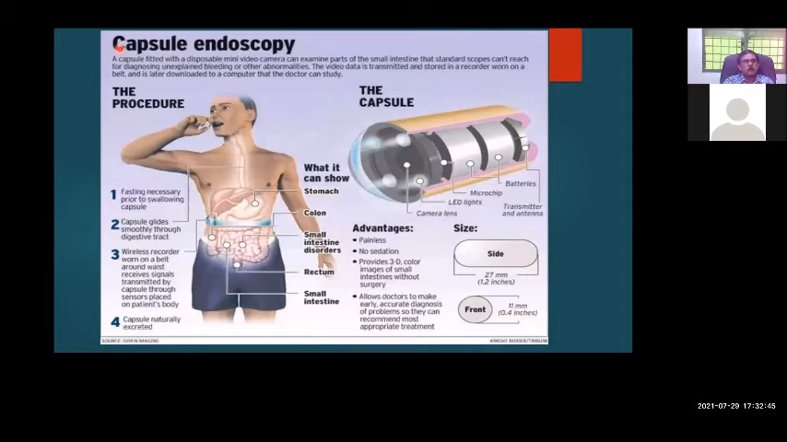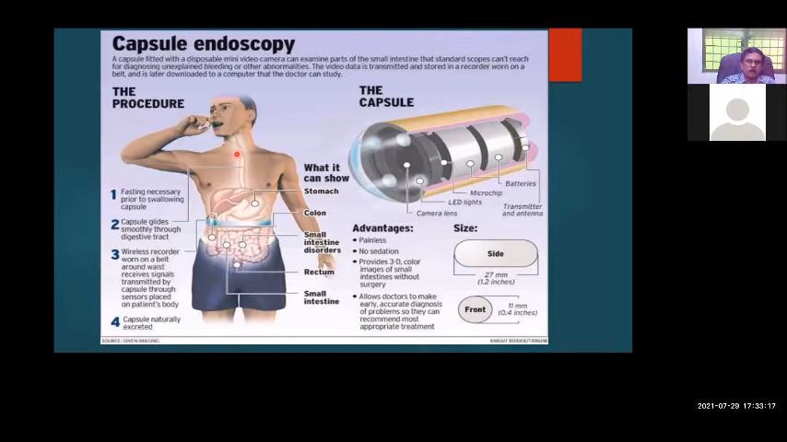The last special investigation is VCE, video capsule endoscopy. This is done by a fasting patient swallowing a capsule. Okay, a capsule which is made up of these components: a camera unit, a camera lens, light source, microchip, and batteries, and also a transmitter.